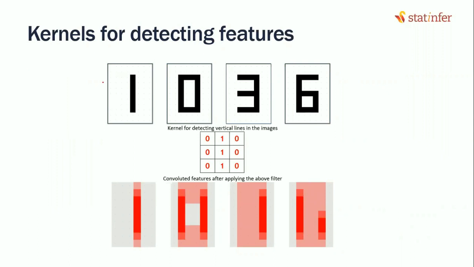Look at this example. These are the original images: 1, 0, simple ones. Later on, I'll show you somewhat complex ones. 1, 0, 3, 6. These are the original images. If you apply this kernel matrix, what will happen? Surprisingly, this kernel matrix has a property. It will highlight only vertical lines.